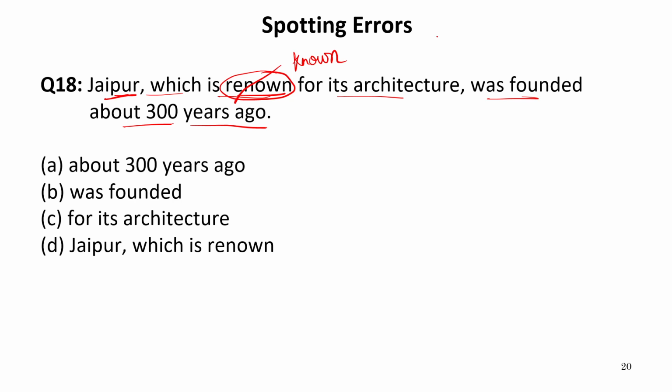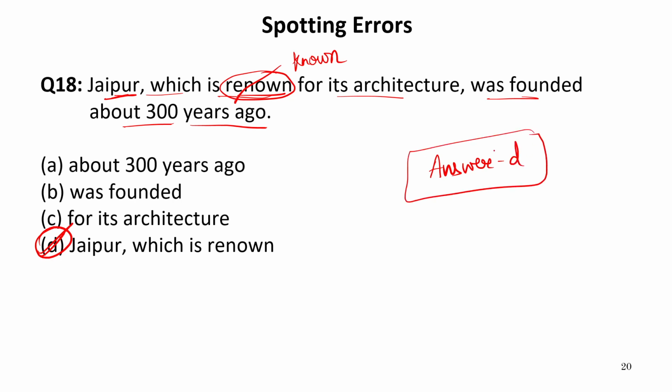Renowned is basically used as an adjective. For example, he's a renowned faculty, he's a renowned personality. And that is the word renowned. So, answer is D, because this D part contains the error. So, our answer is D.